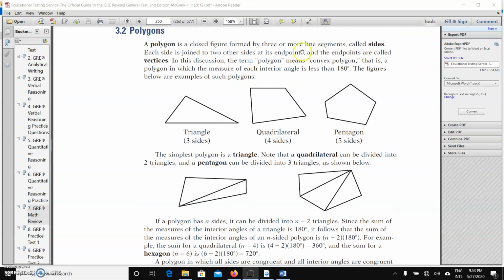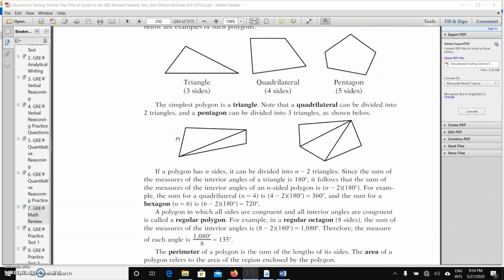A polygon is a closed figure formed by three or more line segments called sides, and it has endpoints called vertices. Now, I won't be reading all this for you. When you read it, you get to understand it. This is a triangle, a polygon with three sides. A quadrilateral is a polygon that has four sides. A pentagon is a polygon that has five sides. You just need to know these names and the number of their sides.